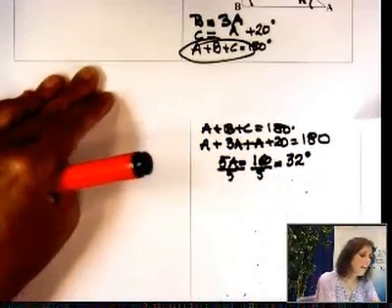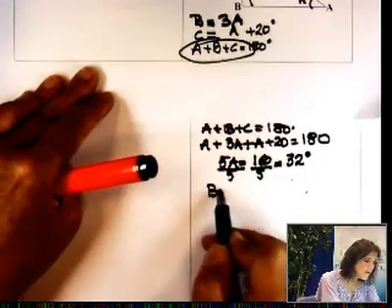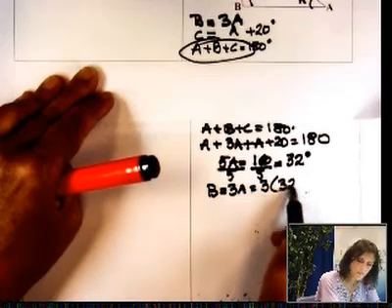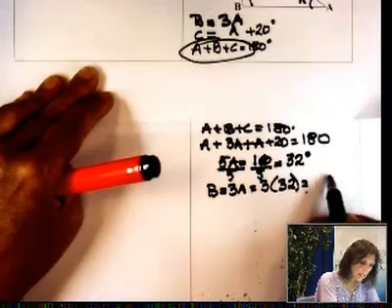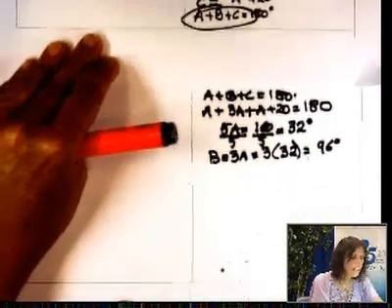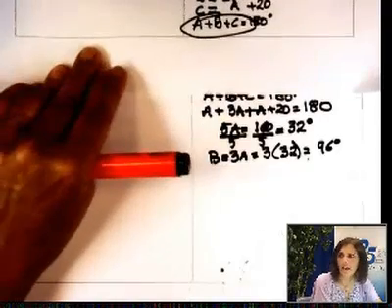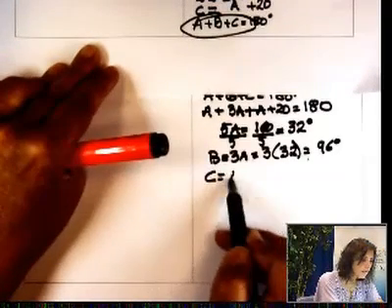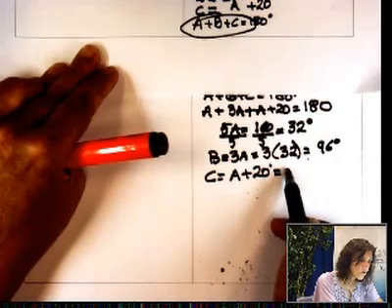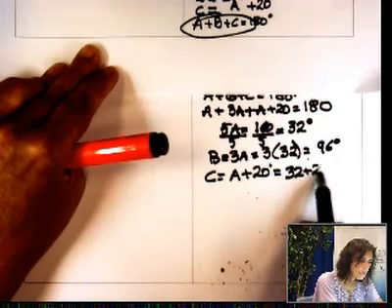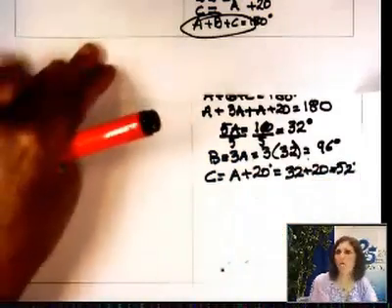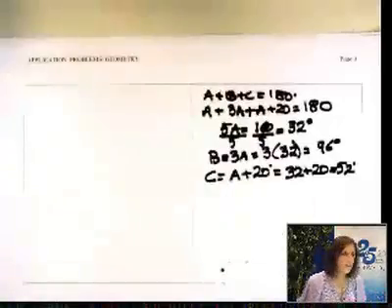All right, now let's get B. What was B? B is 3A. What does that mean? 3 times 32. How much is that? 96 degrees. Okay? What is the next one? I know C is A plus 20. A is 32 plus 20. That is 52 degrees. So I did all the steps that I could think of.